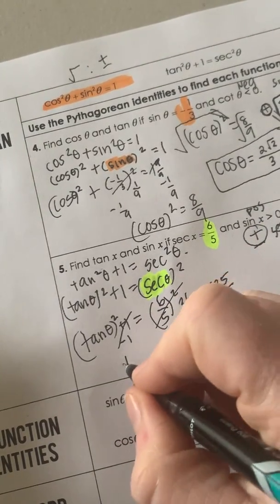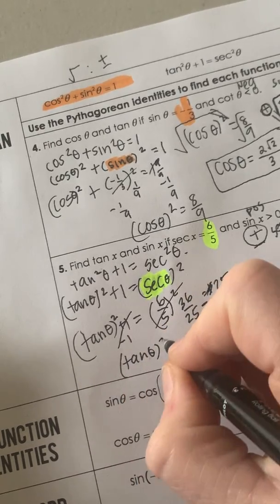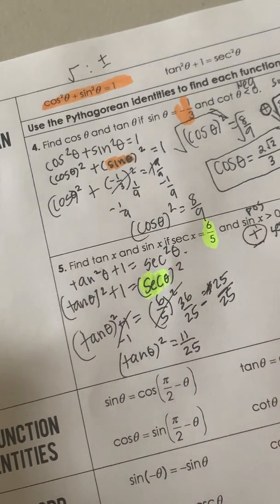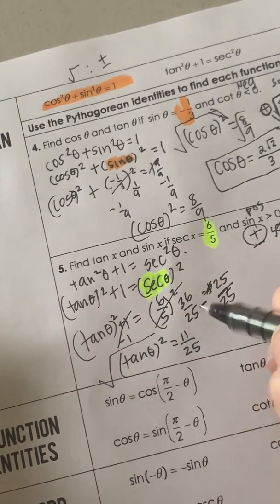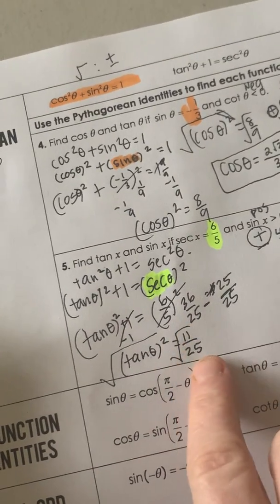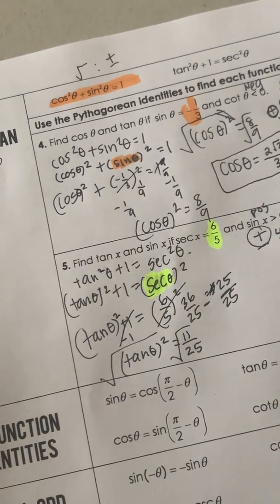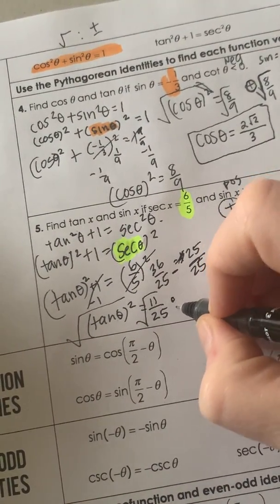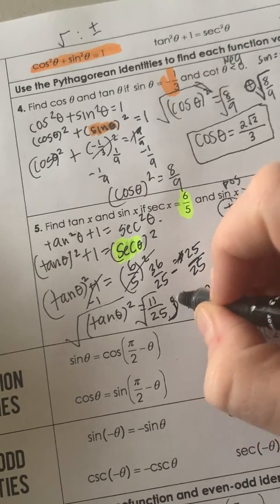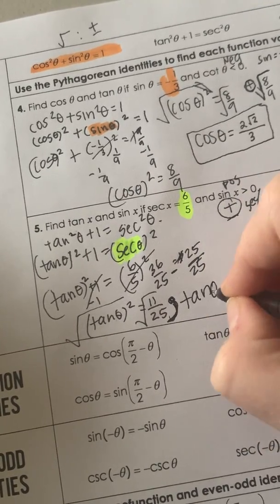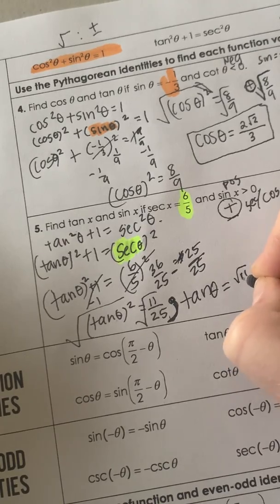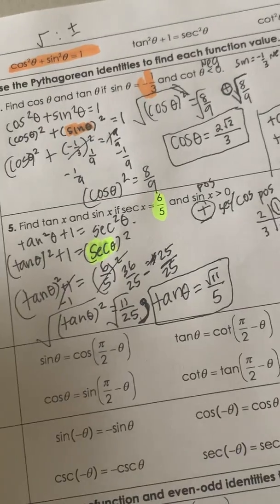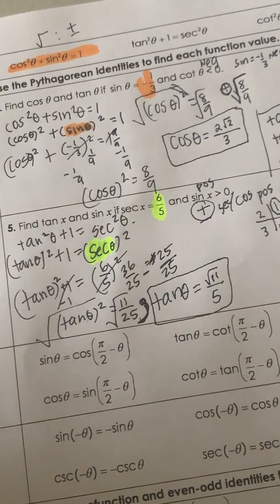So this will give me tan theta squared is 11/25. And when we square root both sides, by the way, you definitely do not make that a decimal. We're dealing with fractions, so don't make that a decimal. So therefore tan theta is the square root of 11, over 5. Tan theta is √11/5.